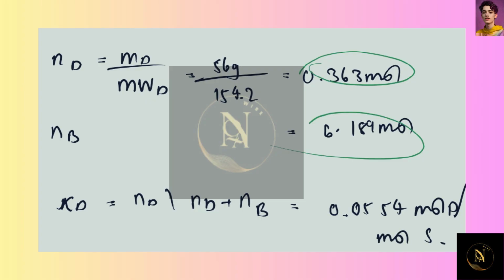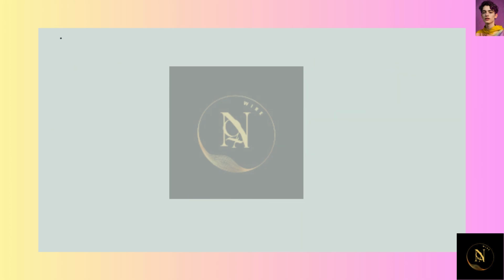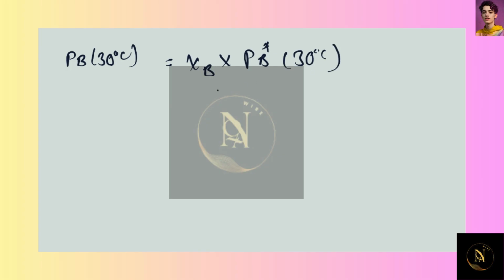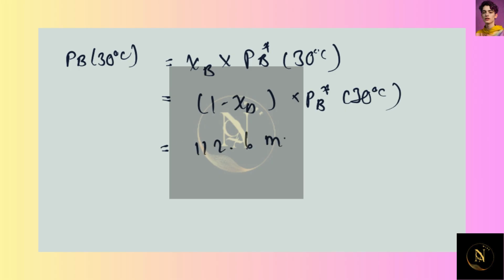So the vapor pressure of the solution is approximately equal to the effective solvent vapor pressure, which is the molar fraction times the vapor pressure of benzene. So PB at 30 degrees C is equal to XB multiplied by PB star at 30 degrees C. That's equal to 1 minus XD multiplied by PB star at 30 degrees C, so that's equal to 112.6 millimeters of mercury.